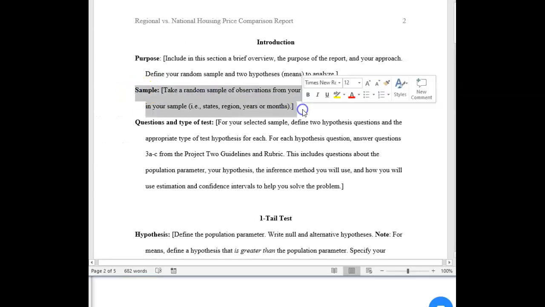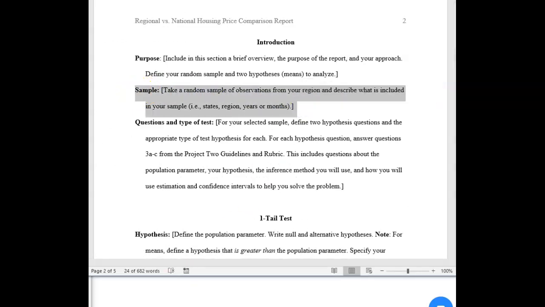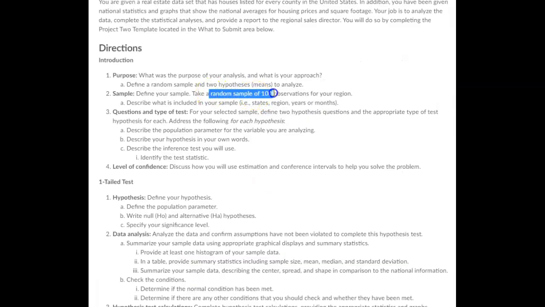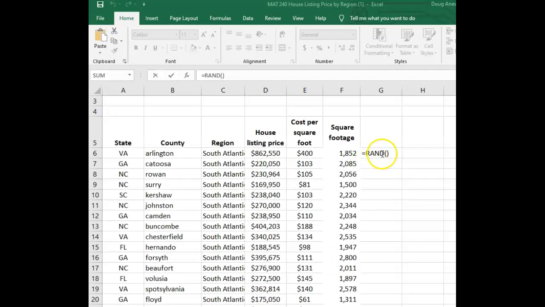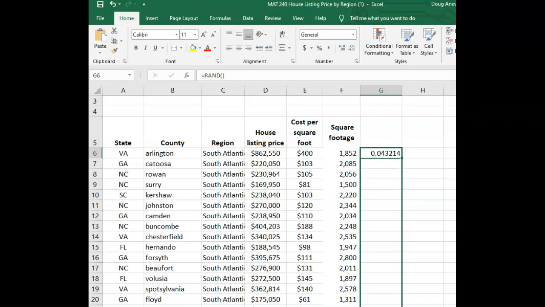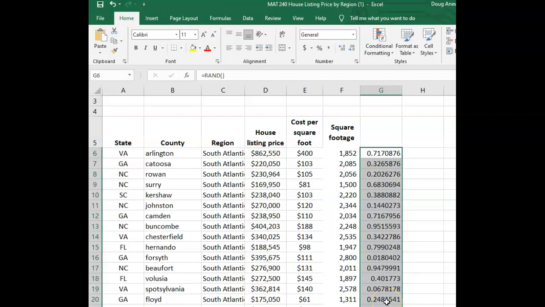Then we are going to be taking a random sample. The directions say that your sample size should be 100 rows from one of the specific regions. And make sure you explain how you got your sample and how you ensured it was random. I recommend using the random function here in Excel. You get a random number for each row, drag that down for all the cells, sort by smallest to largest, and then pick the first 100 rows. That is a great way to get a random sample. If you use a different method, just please explain how you made sure it was a random sample.